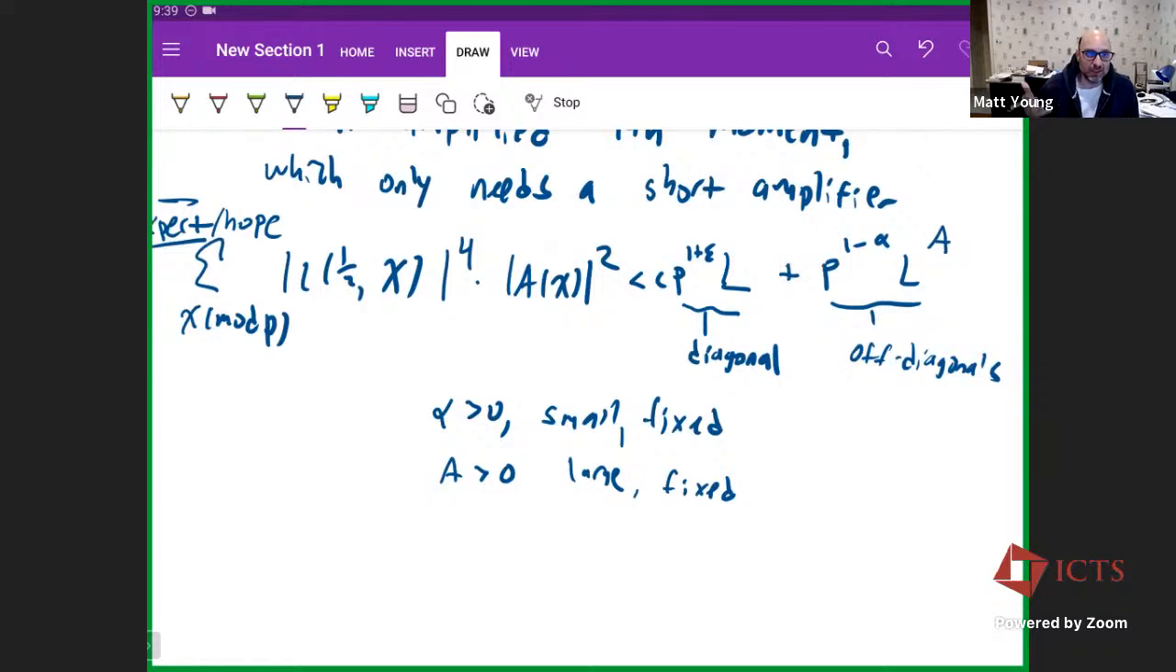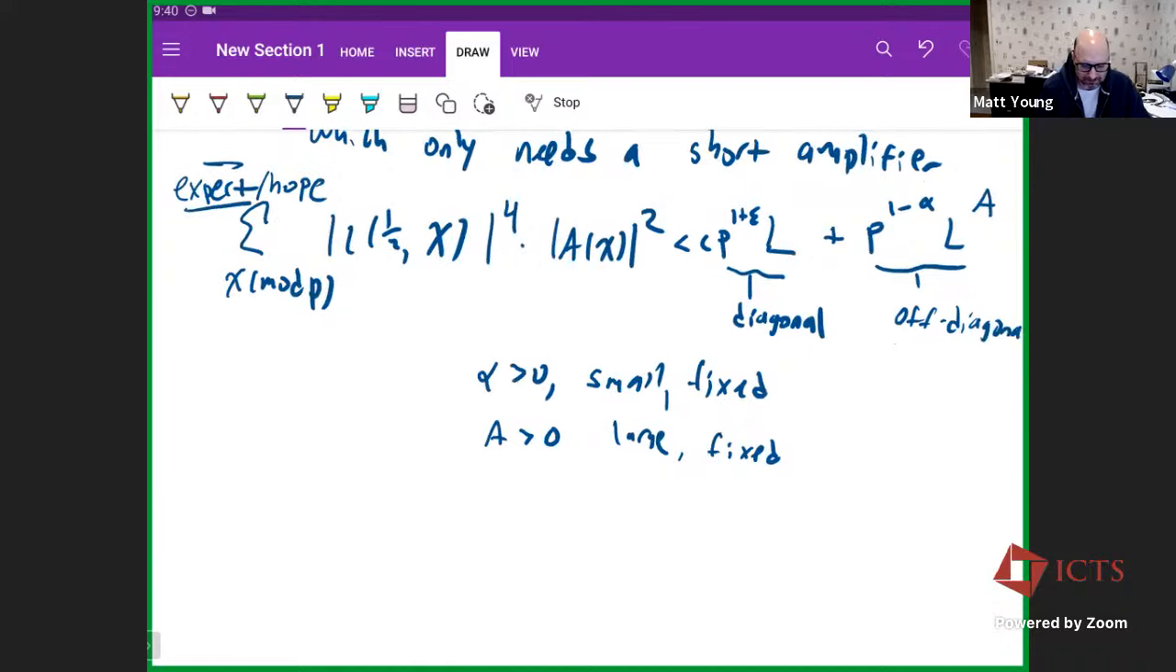We already know that we need some kind of quadratic growth in L, because the one bad character is already growing quadratically in L, but that only happens for one character. That's consistent with this P to the 1 minus alpha times L to the A, because P to the 1 minus alpha is sort of like the number of bad characters where it could be big. And then the diagonal is of size P times L, which grows linearly in L.